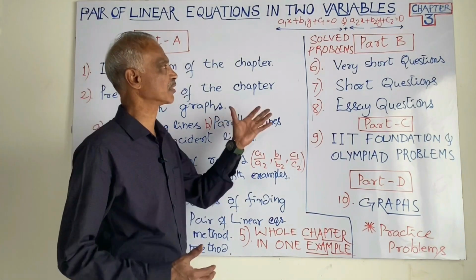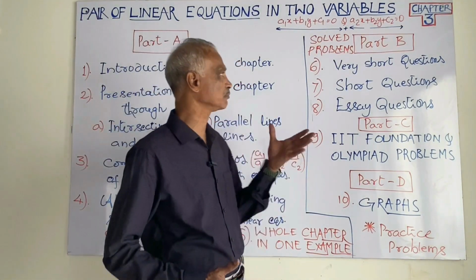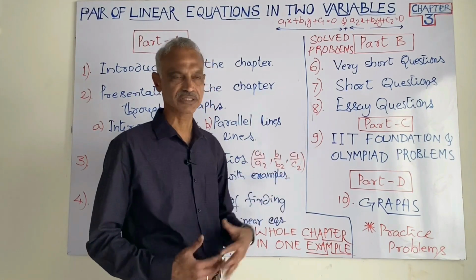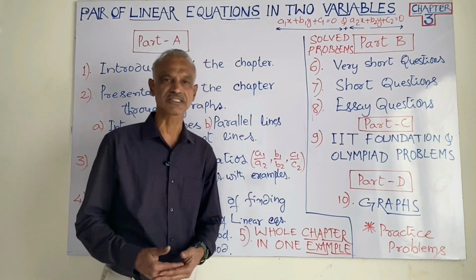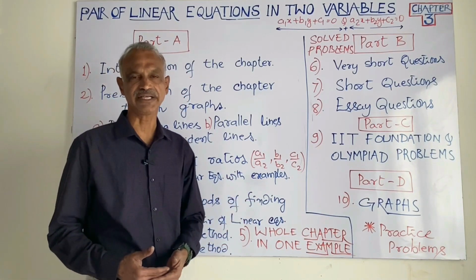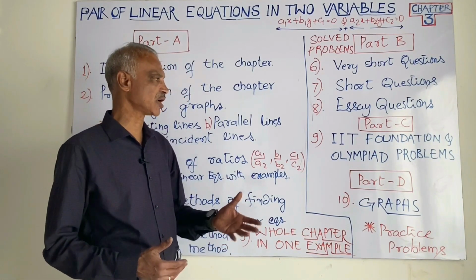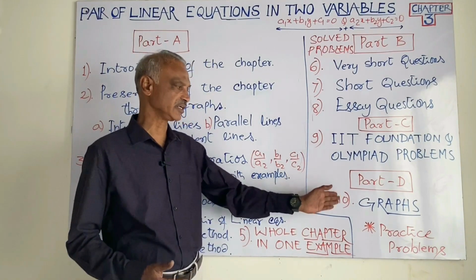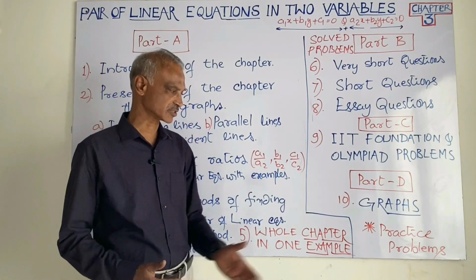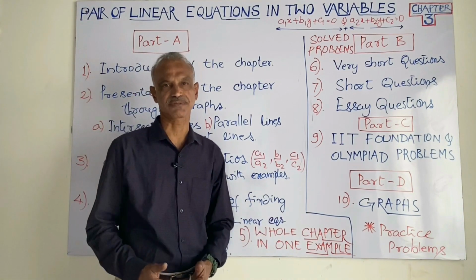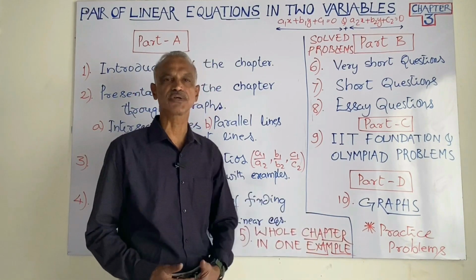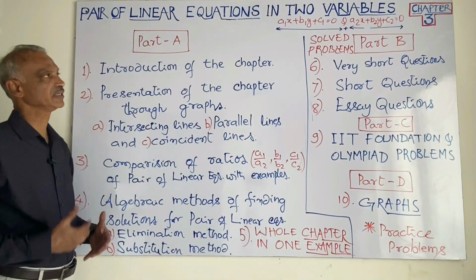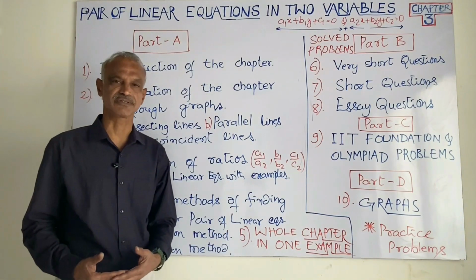Next, solved problems. In solved problems, part B, very short questions and essay questions. Next, part C is IIT Foundation and Olympiad problems. Part D is graphs. Last, practice problems. If you practice the problems, you can understand the chapter very well. Next, I will start the pair of linear equations in two variables.